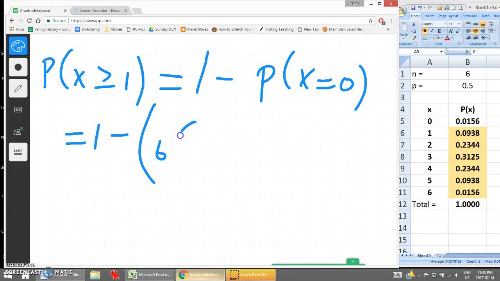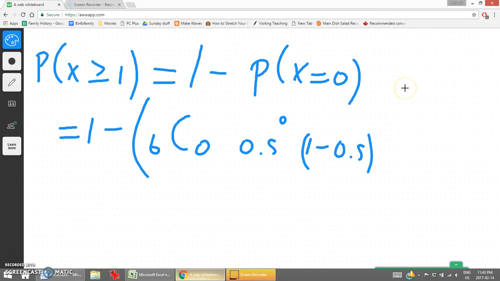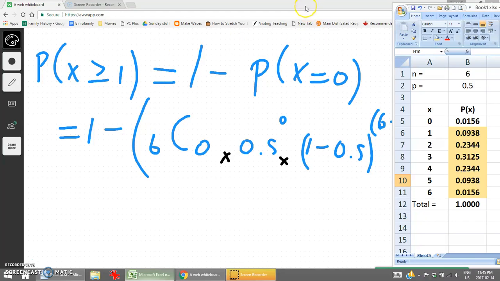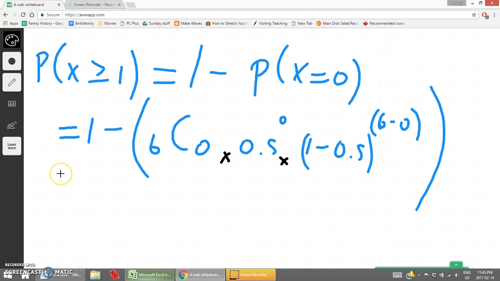So that's going to be 6c0 times the probability 0.5 to the power x, 0, times the probability of 1 minus 0.5 to the power n minus x, which would be 6 minus 0. And that's all in brackets there. So keeping in mind that when we're doing this, we're multiplying those three things. So we have those three parts of this binomial distribution.